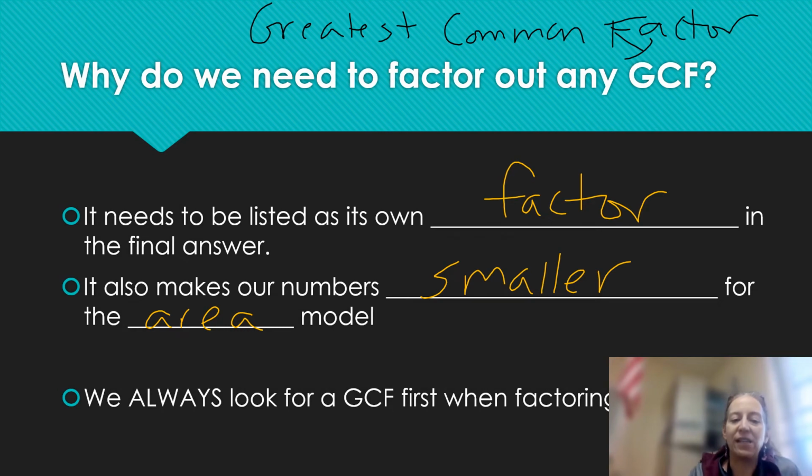We always look for a GCF when factoring. Okay, we look for that first. There is not always a GCF, but we always look for one. Okay, so if there is one, we need to get it out first.